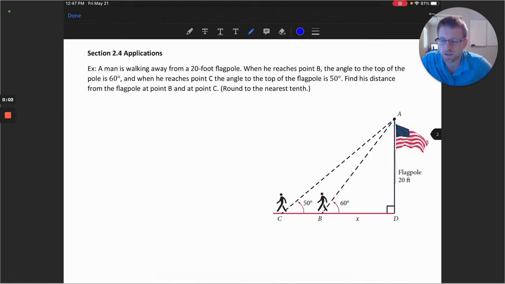Welcome. In this video, we'll be taking a look at section 2.4 with some right triangle applications. Let's jump into our first example.